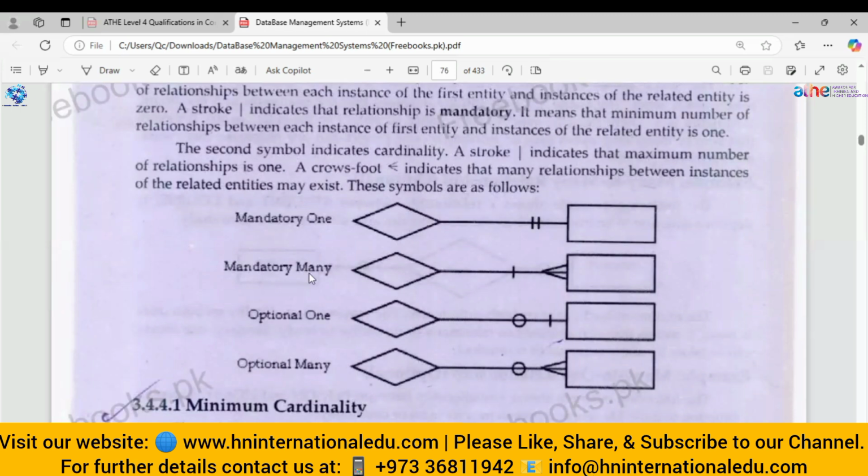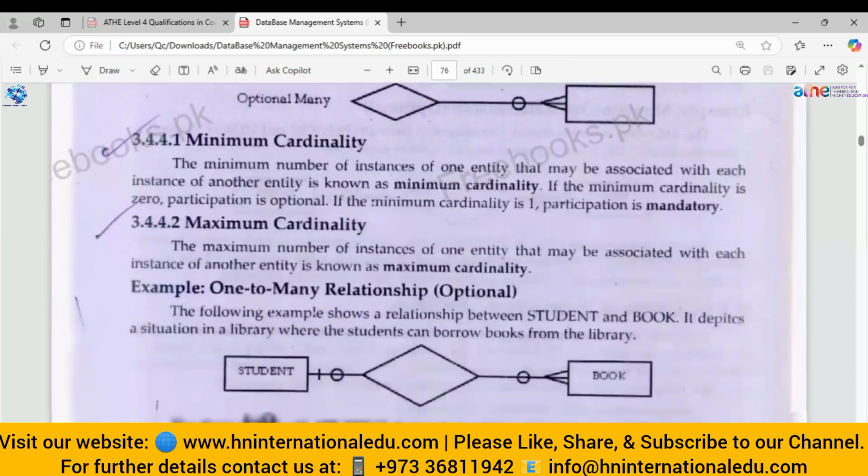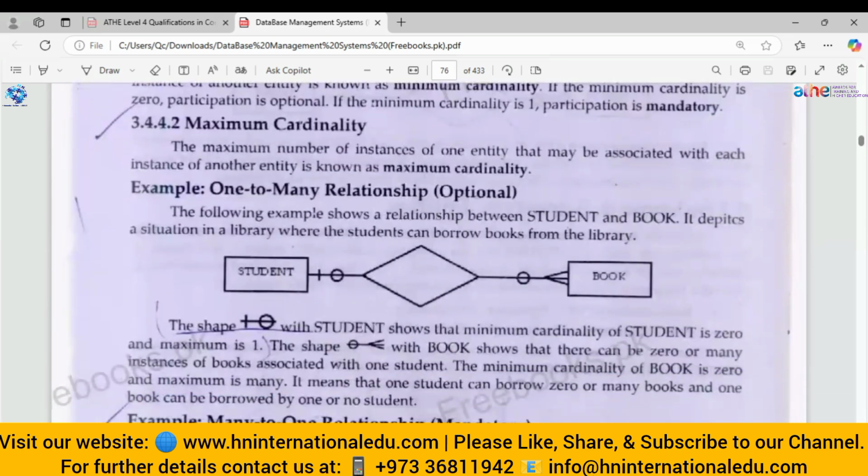Then we have mandatory many, which means it can be one or it can be many. For optional one, we use this symbol. For optional mandatory, we use this symbol. So we have minimum and maximum values of this. So in the ER diagram, we have to represent the minimum and maximum number of relationships an entity can hold. So that is known as cardinalities.